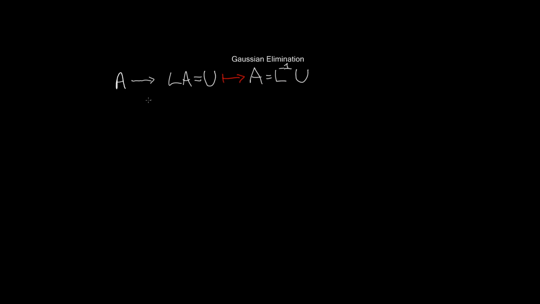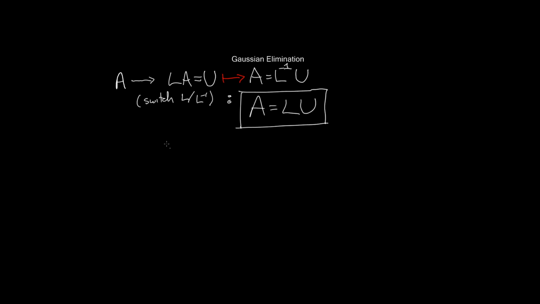And now I just want to switch the roles of L and L inverse. This isn't serious. This is just for notation's sake. And what I get is that I can write the matrix A in the form LU. This is called the LU decomposition of the given matrix A. And again, what that means is that I've written A as a lower triangular matrix times an upper triangular matrix.